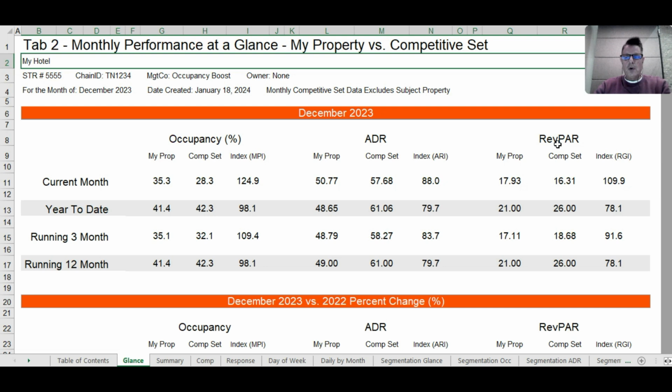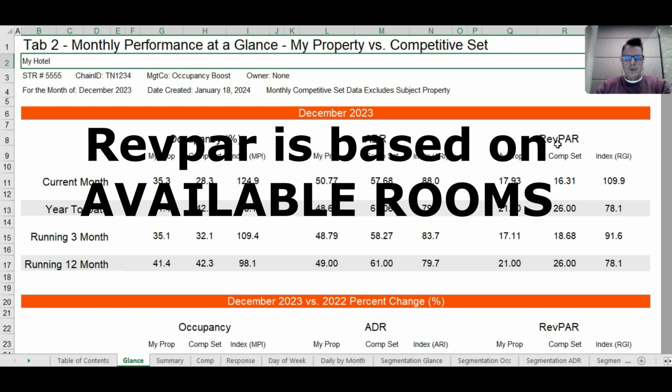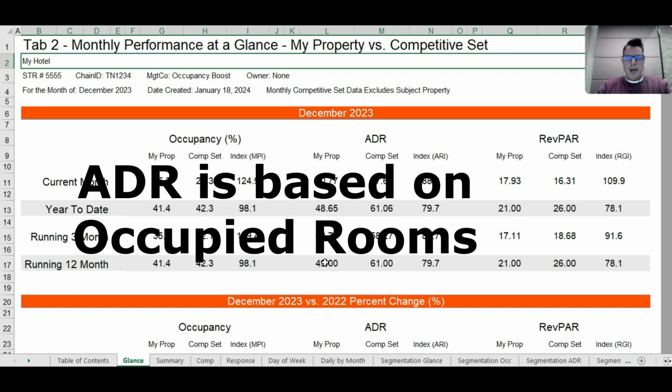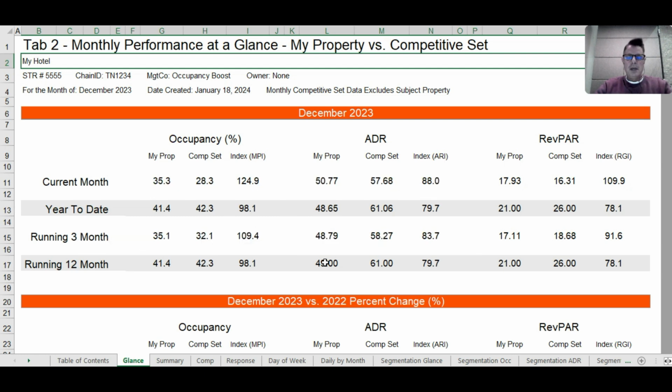RevPAR is based on total available rooms. So this hotel has 75 rooms, and all the figures in here are based on the entire 75 rooms that this hotel has. ADR is based on your occupied rooms. So it's information that's only based on the rooms that are occupied for the property.